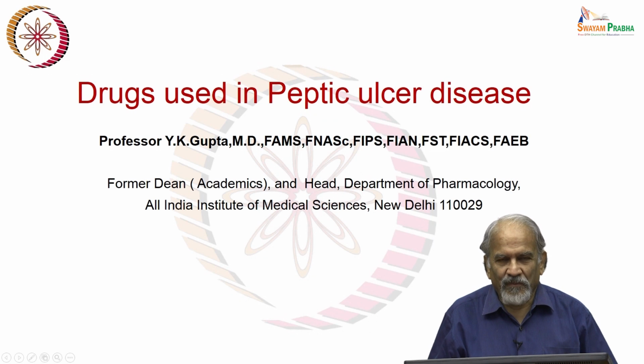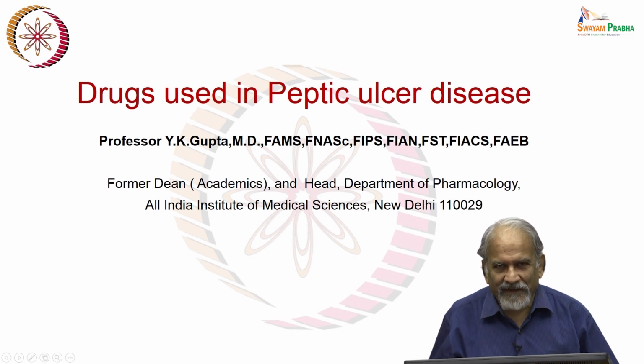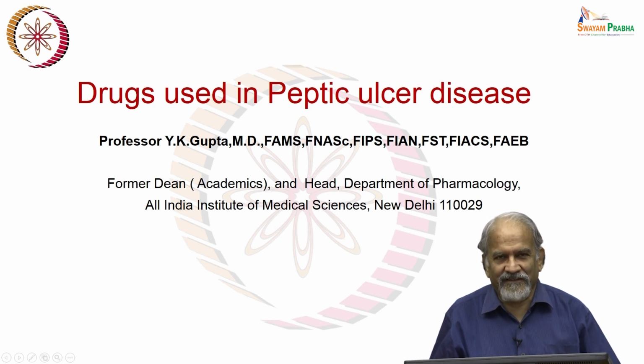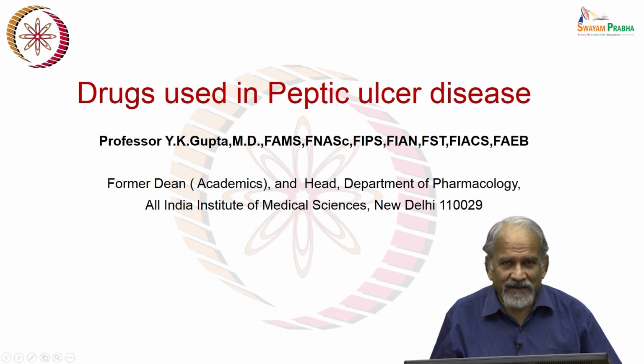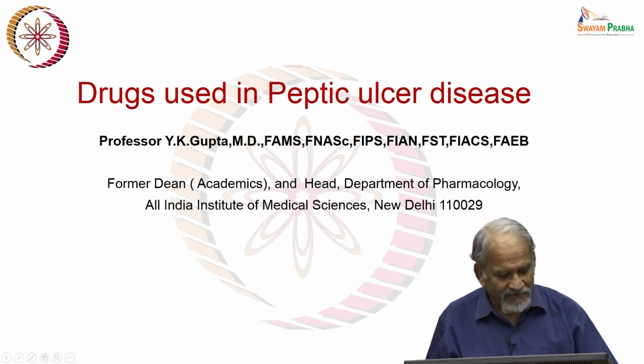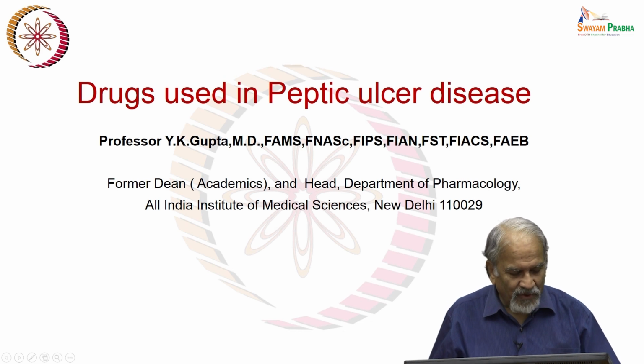Now, you may be knowing that several diseases are known as lifestyle diseases, like diabetes, hypertension, psychiatric illnesses, and one of them is also peptic ulcer. So, what could be the common causes of peptic ulcer?